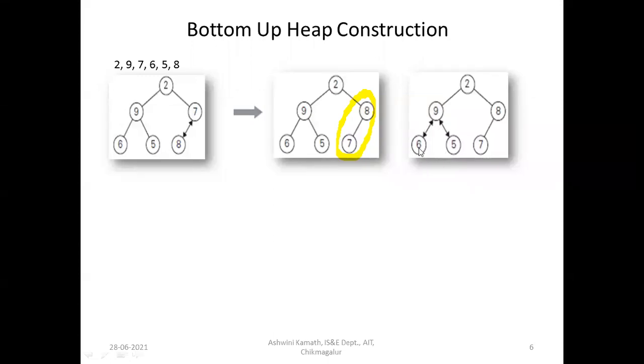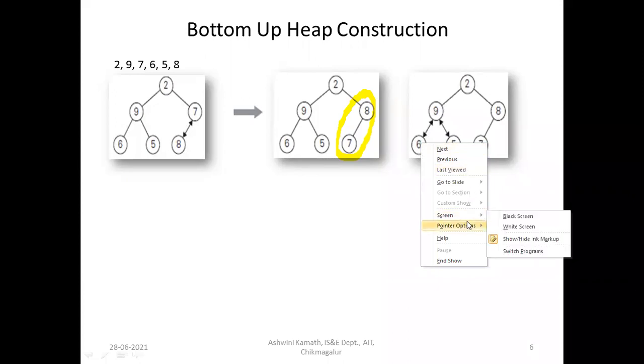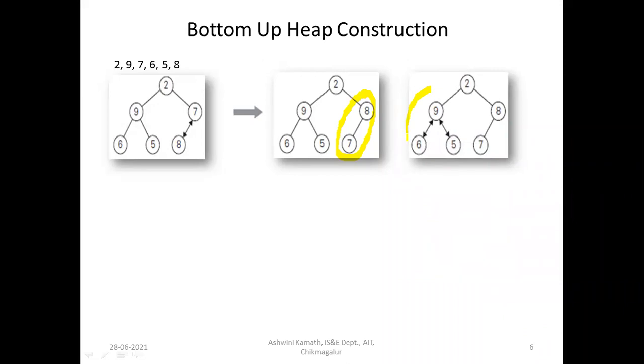9 has 2 child nodes, 6 and 5, and 6 is greater than 5, right? So compare 6 with 9. It is already a heap. You need not change anything here. Parent node has a greater value than its child node, so you need not change anything in this.